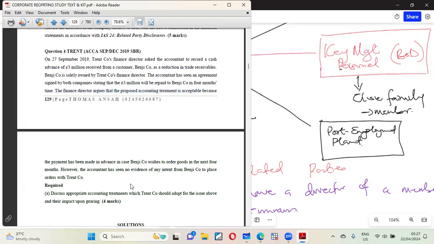All right. So that is what you go through and do. There is no calculation. You must understand what IAS 24 is trying to say and just apply it in all the questions that you face.